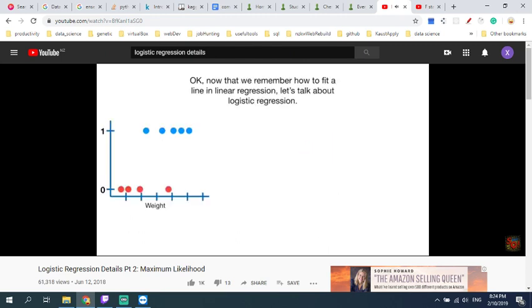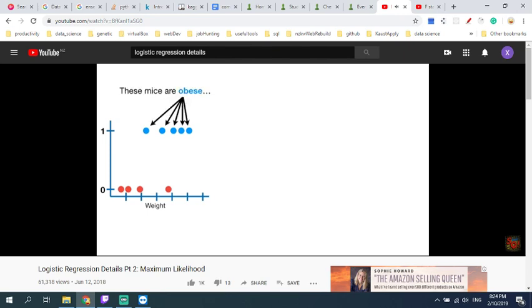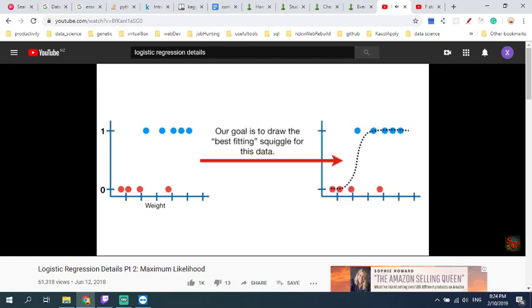Okay, now that we remember how to fit a line in linear regression, let's talk about logistic regression. In this example, we are using logistic regression to determine the effect of weight on obesity. These mice are obese, and these mice are not obese. Our goal is to draw the best fitting squiggle for this data.